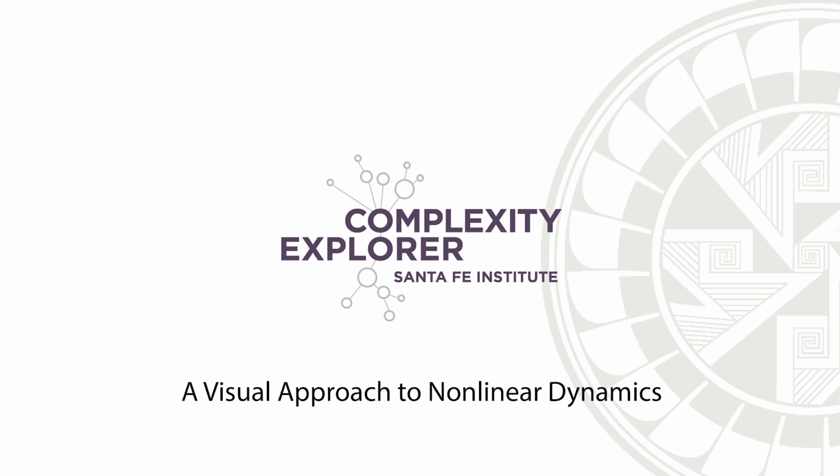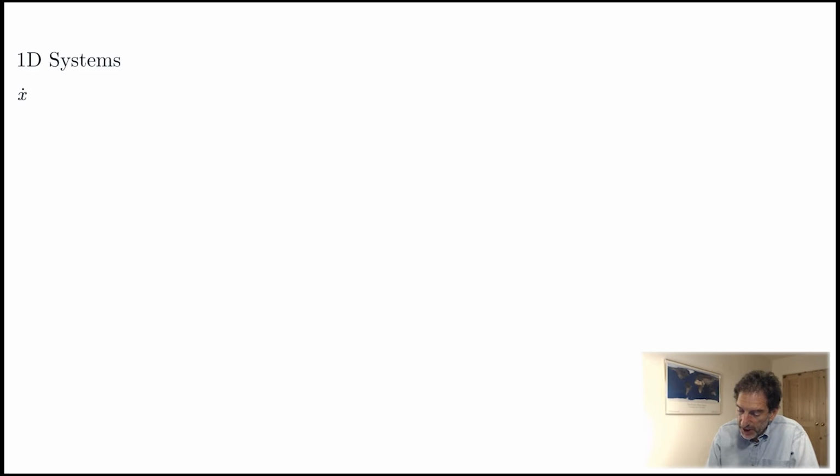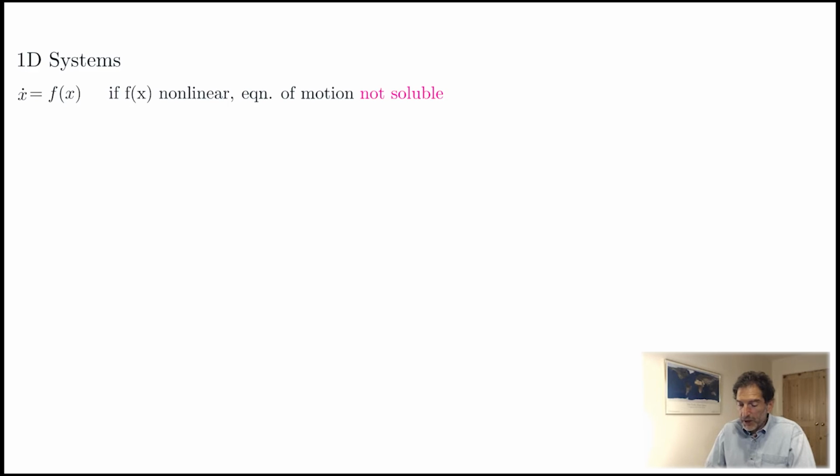We begin our study of dynamical systems by focusing on one-dimensional systems. That is a dynamical system with a single degree of freedom. So in general then, we can write the equation of motion of a one-dimensional dynamical system as x dot equals f of x, where f of x is some arbitrary nonlinear function of x. And the point is that if f is nonlinear, this equation is in general not soluble.